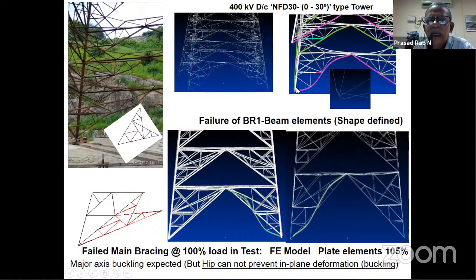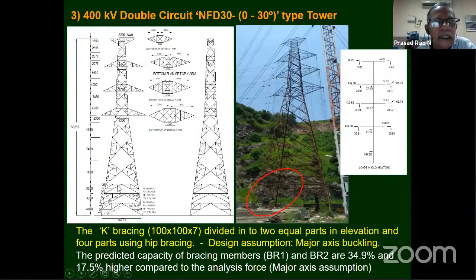You can see the failure of the member, the magenta color. The compression bracing has failed in the successive two panels. The final version I will show. When you want to restrain the bracing member or leg member, we cannot restrain the in-plane deformations with an out-of-plane bracing. We have to put a bracing here, in-plane only. That means the elevation only can prevent the in-plane deformations.